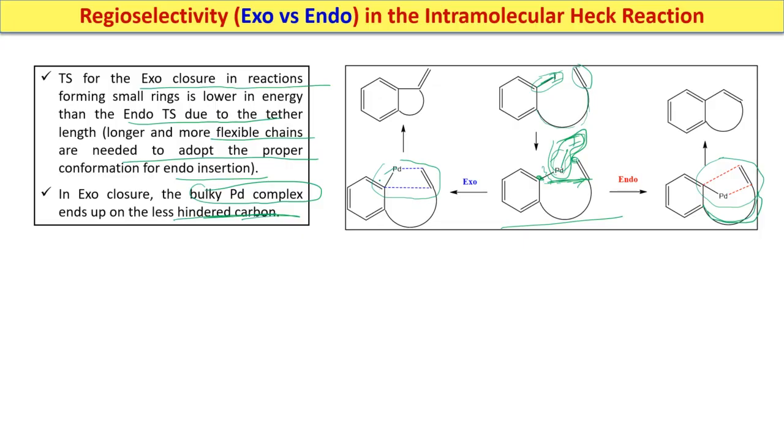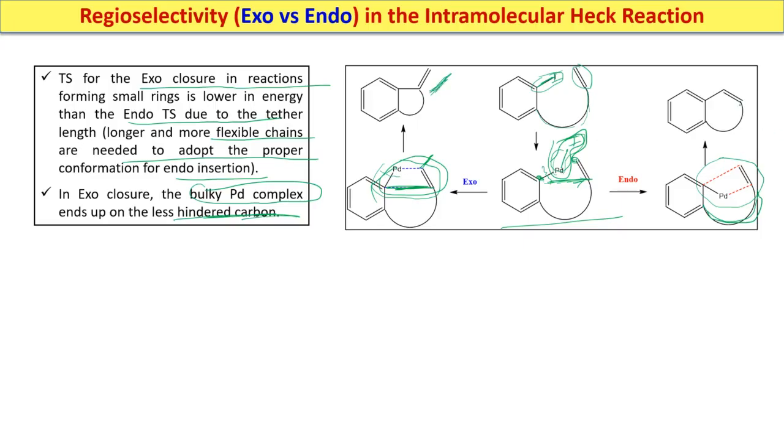That you can see here, that in the exo closure, now palladium, that is part of here. So we are getting a C-C bond here, and after this C-Pd bond formation, the Pd-I will be connected here. And that is the reason now the double bond, if you look at the final product, that is outside. That is the exo product.